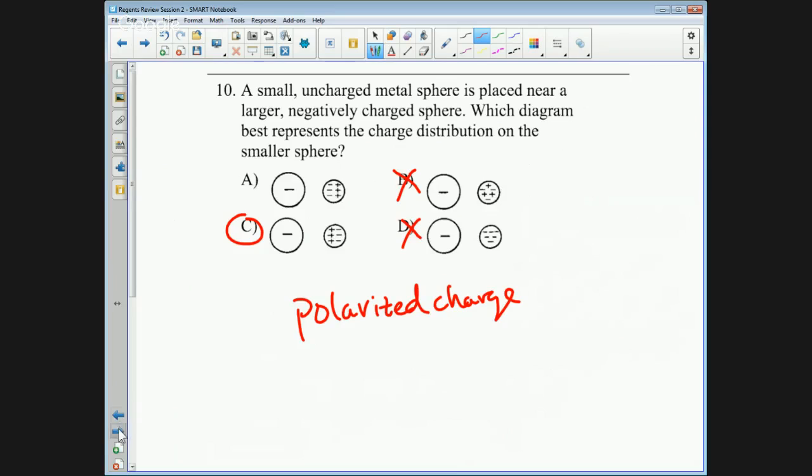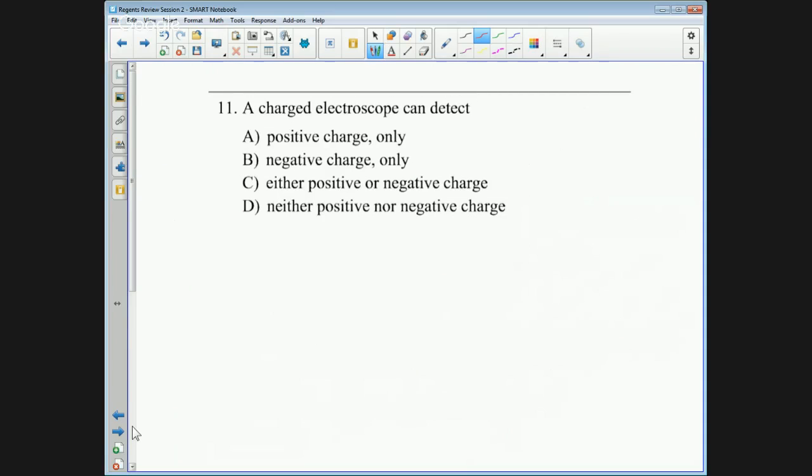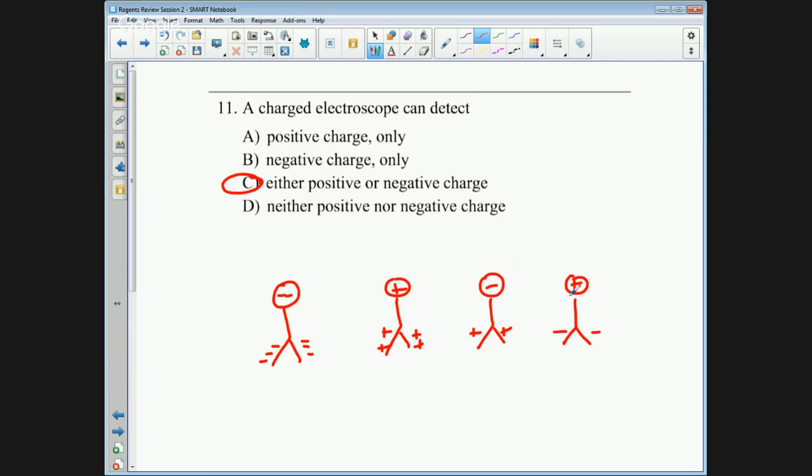All right. Next, number 11, it says a charged electroscope can detect. An electroscope is used to detect both positive and negative charges. So that's C. Okay. Remember, an electroscope can be negative, it can be positive. So both positive and negative charges.